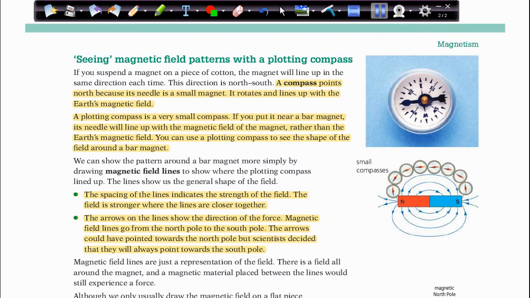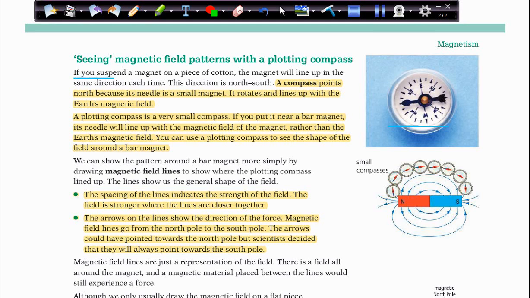So what about a plotting compass? How can we see with a plotting compass? This is a plotting compass. We are using it for directions, to show the directions. So we can use it to show the magnetic field patterns. We can take this compass and just follow the directions that it's pointing to.